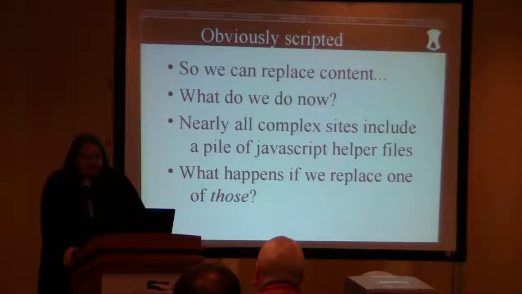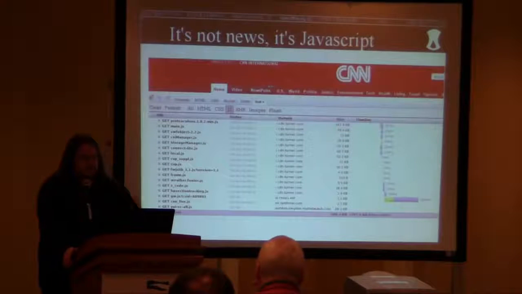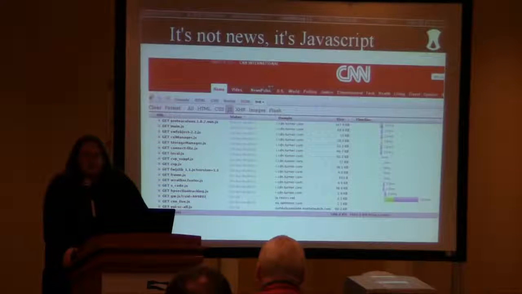So we can replace content. What do we do now? All the sites include a crap ton of little JavaScript helper files. What happens if we replace one of them that the user would never see? I wonder. I mean, obviously CNN needs all those JavaScript files to work, right?